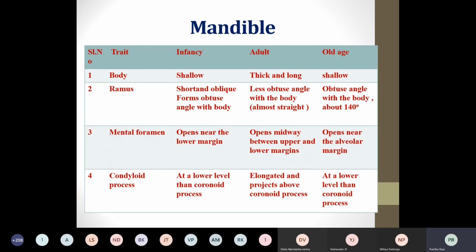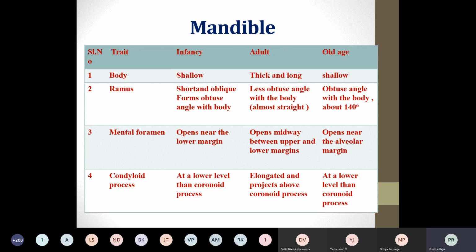So next, apart from finding out the age of the person from the teeth, you can also use a few other things in the mandible to tell the age of the person. First is the body. The body of the mandible in infancy is shallow, in adult it is thick and long, and in old age again it becomes shallow. Shallow is nothing but it is very small.